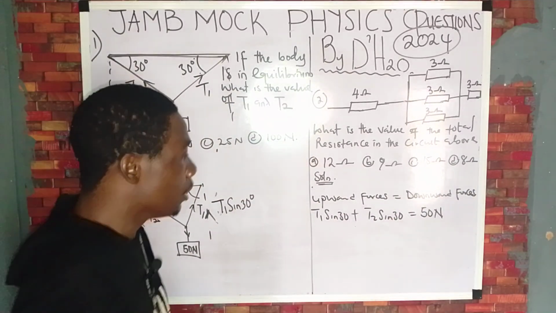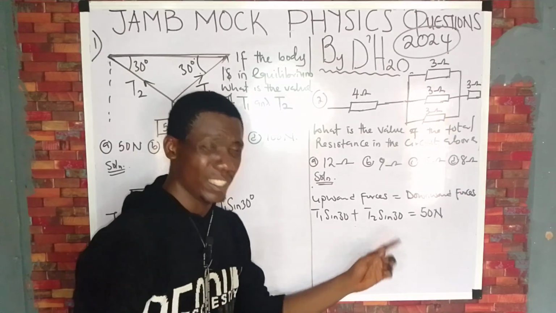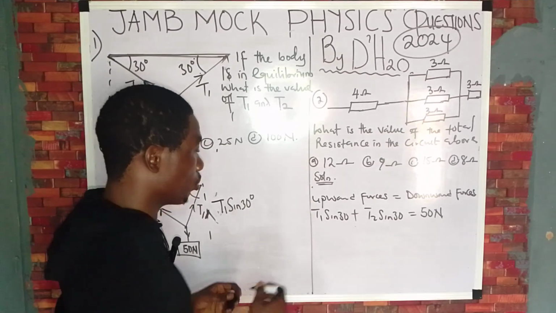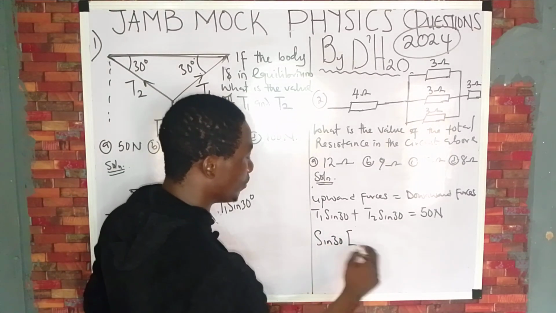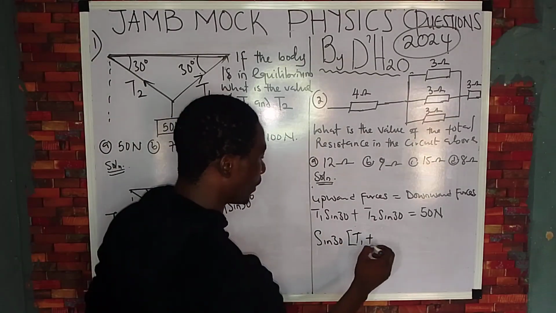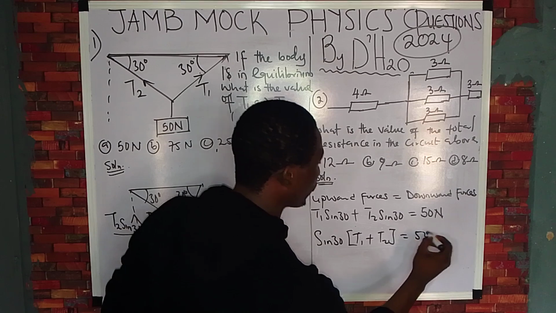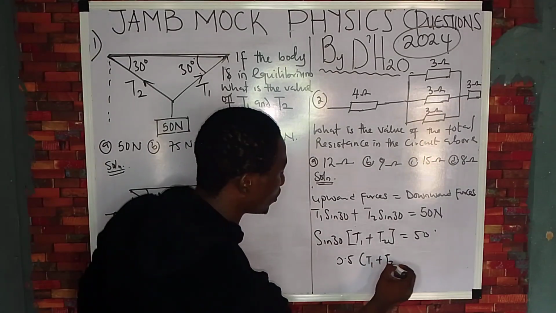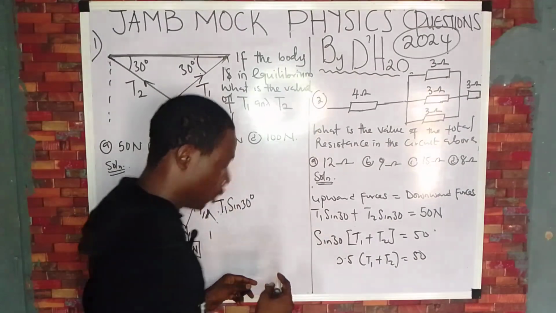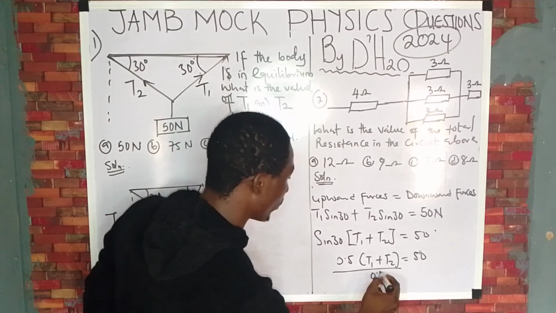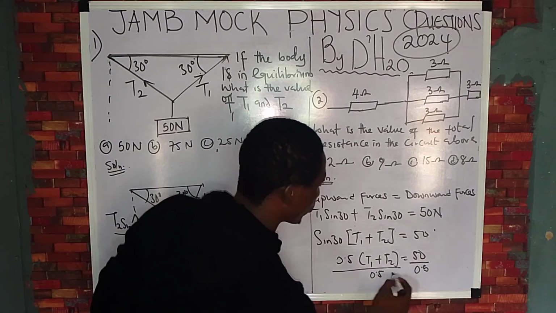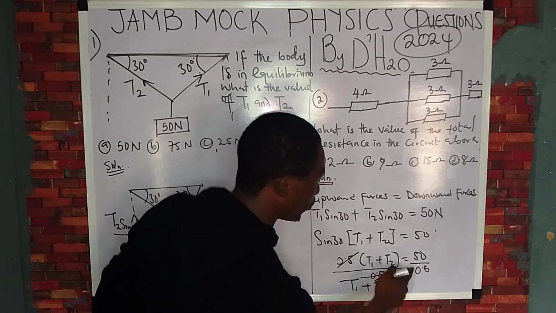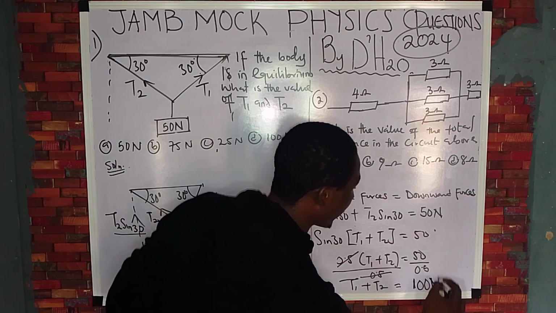So what do we do? Very easy. What do you have in common between this and this? What you have in common is sine 30. So you can bring your sine 30 out so that you have sine 30 degrees bracket T1 plus T2 equals 50. What is your sine 30? 0.5 bracket T1 plus T2 equals 50. So what do we do now? You divide both sides by 0.5, so that this will cancel this. Then your T1 plus T2 will give us 50 over 0.5, which is 100 Newton.